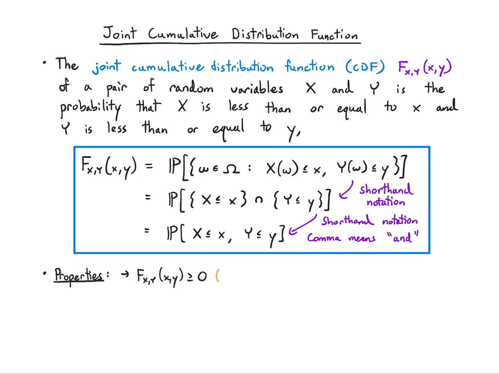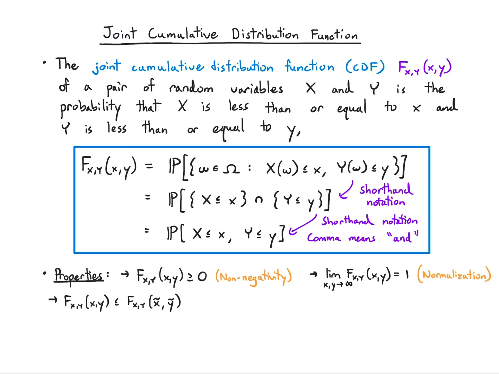So the properties are going to be non-negativity, so you can't have negative values. We're going to have normalization, so if I go to infinity for x and y, I'm going to get 1. And it's non-decreasing, so if either x or y increases, then F of x, y cannot decrease.